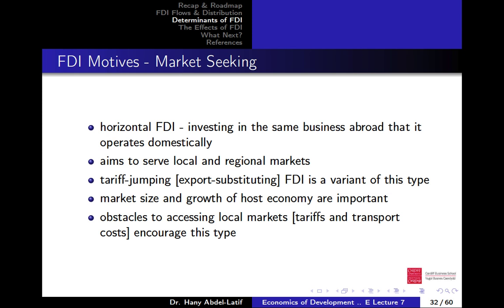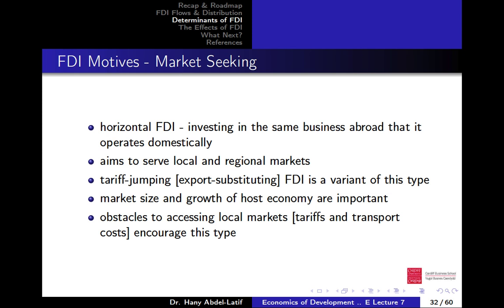The first type, market-seeking FDI, is usually called horizontal FDI. Horizontal FDI happens when an investor or a company invests in the same business abroad as it operates domestically, so they do the same stuff abroad. They aim to extend the market, so they want a bigger market, and that's why they invest abroad. These are also kind of tariff jumpers, so they try to avoid high tariffs.